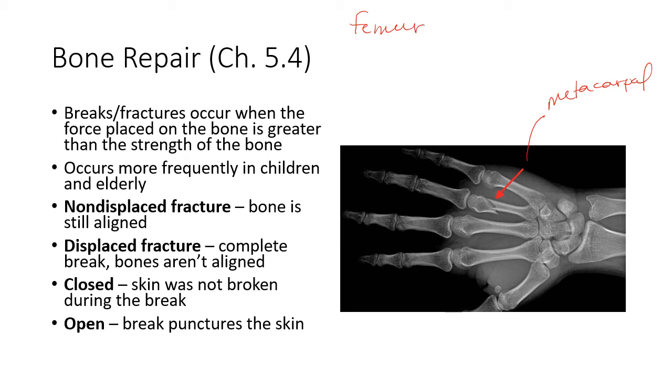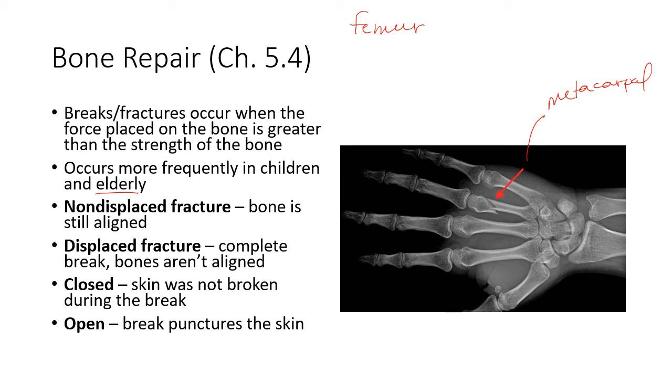Breaks in general occur more frequently in children and the elderly. In children, they occur more frequently because bones are softer. Again, they still have some cartilage, they're a little more flexible, it's easier to break them. They're not as dense yet as adults. And then in the elderly, we'll talk about osteoporosis here in a moment. But basically in the elderly, bone density decreases and makes those bones more brittle and weaker, so it's easier to break.